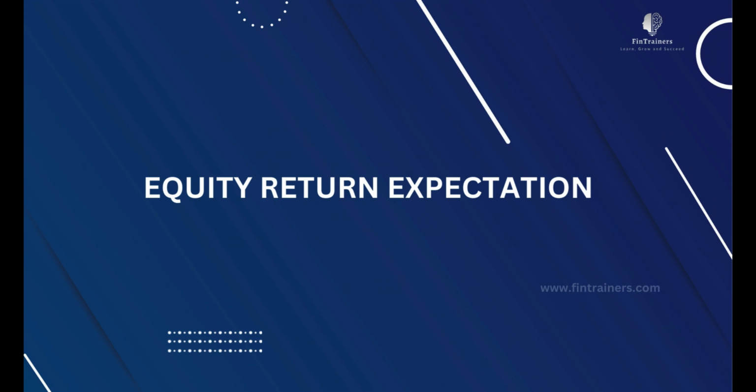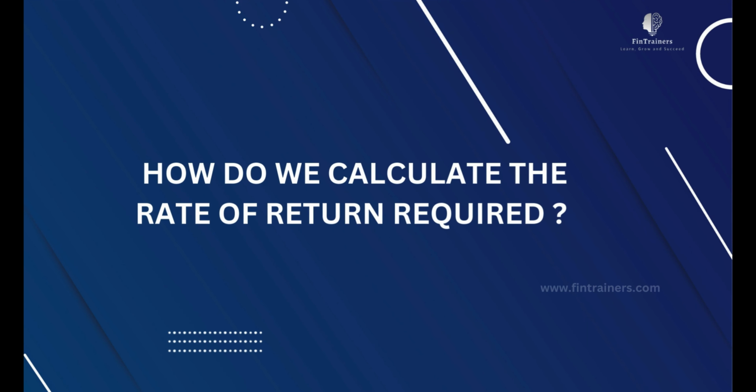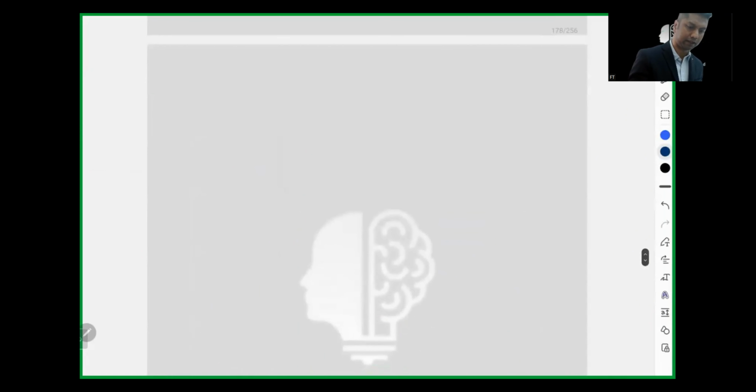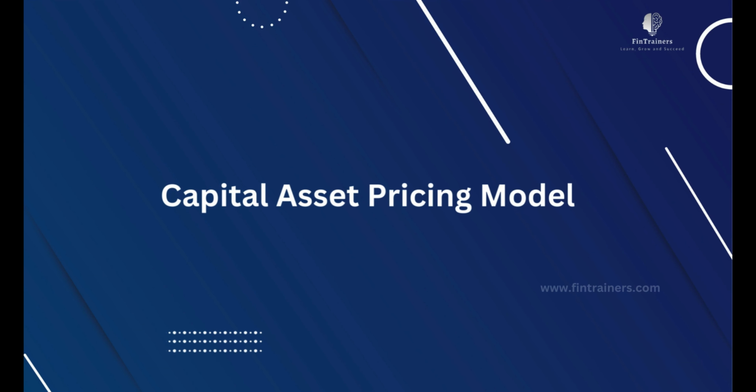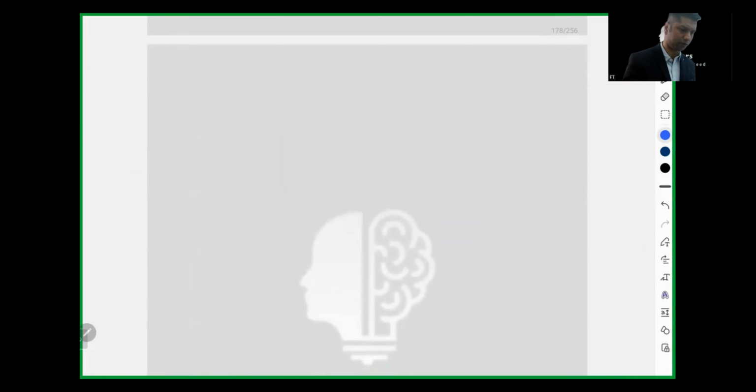Equity return expectation. How do we calculate the rate of return required? What is the one method that we all know? Capital asset pricing model, right? Some of you haven't attended this, but I think a lot of you know CAPM, right? So this is how we get the R, the return on equity requirement.